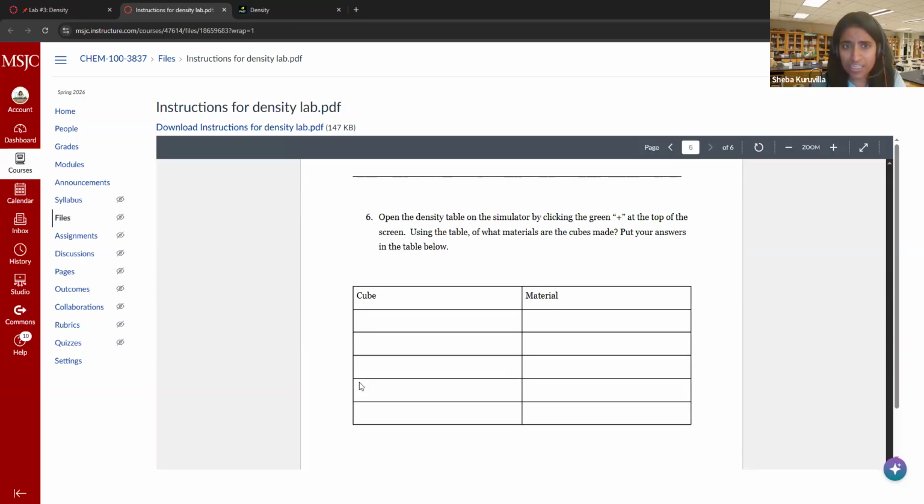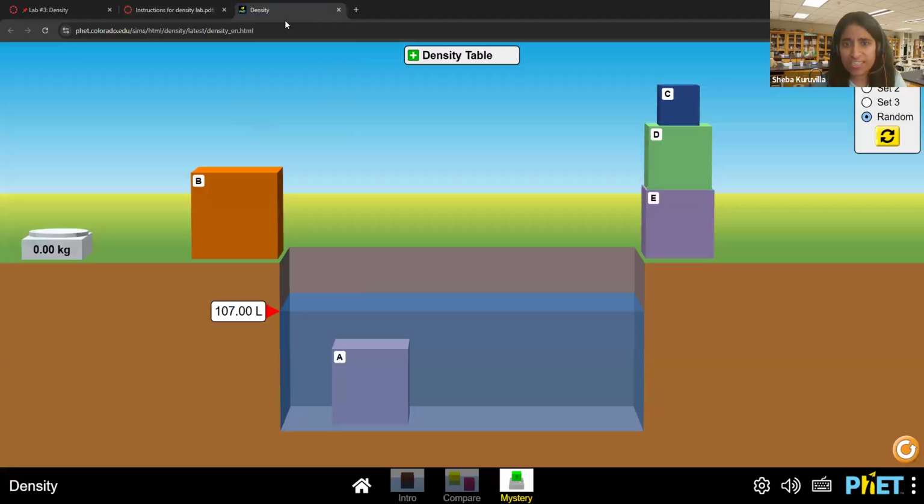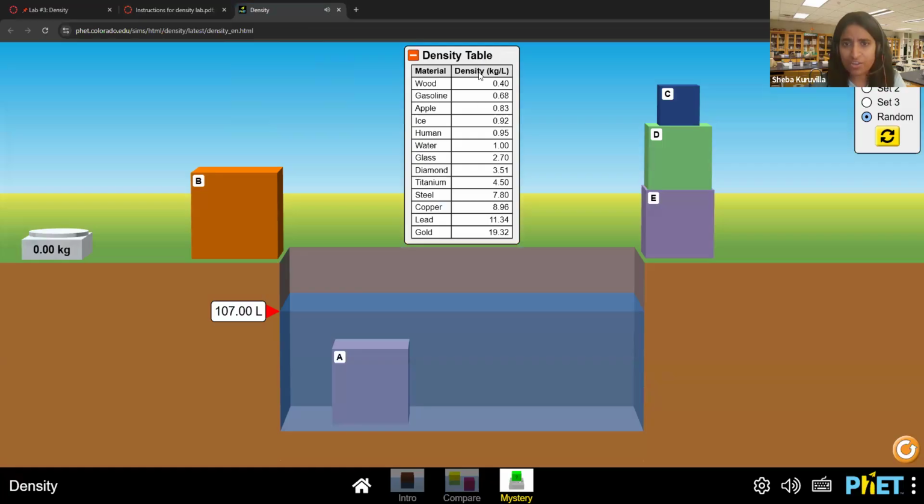And finally, you have a table over here. And what it's asking you to do is on top right here, there's a density table. Open it up and you can see several densities given. And these densities are actually given in kilogram per liter. And you're asked to figure out if these 5 different metals or solids that you have got, if they compare to this and how close and how far they are from there.